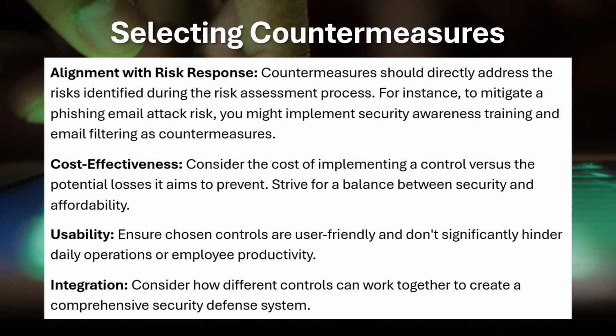Two important things, for example, in email are what is called Safe Attachments and Safe Links in Microsoft Office 365. Other products such as Proofpoint and Mimecast have similar things, but it's really important that we configure those features in today's environment. Cost effectiveness. Consider the cost of implementing a control versus the potential losses it aims to prevent.